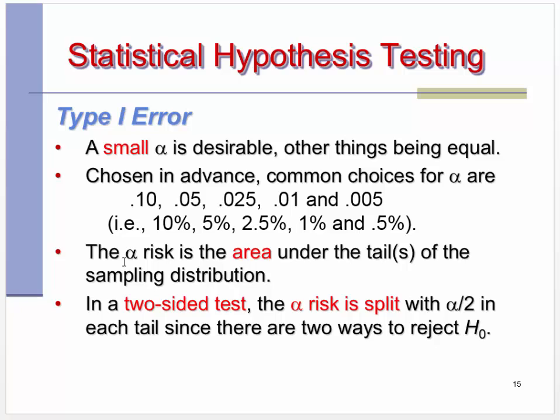The alpha risk is the area under the tail of the sampling distribution, as we have seen. In a two-sided test, the alpha risk is split, with half the alpha in each tail, since there are two ways to reject. Each has half the alpha.